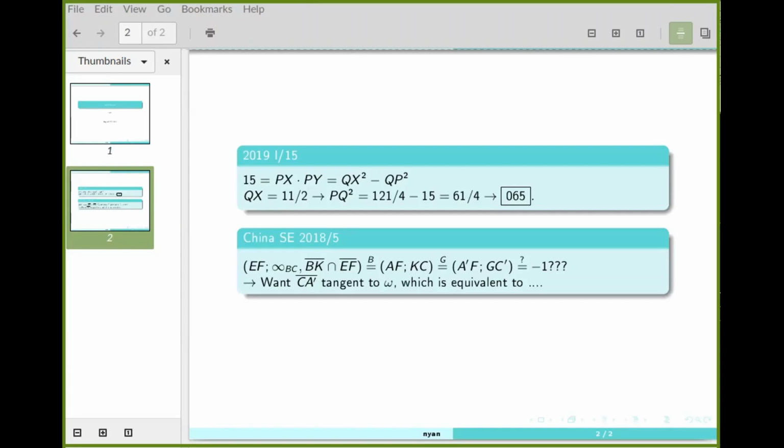So yeah, if I make this look like a rhombus, then CA' touching the circle is more obvious. Although I think in most solutions of the problem they omit the rhombus, and my solution when I wrote it up was no exception. So yeah, that completes the problem, I think.